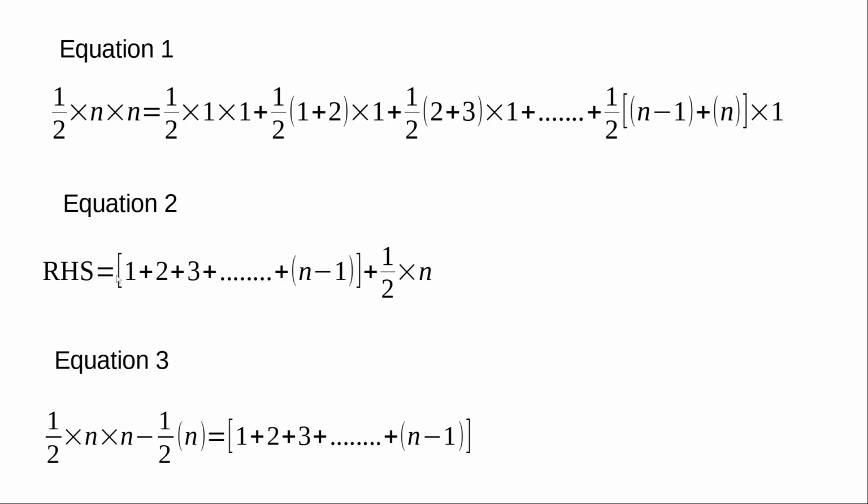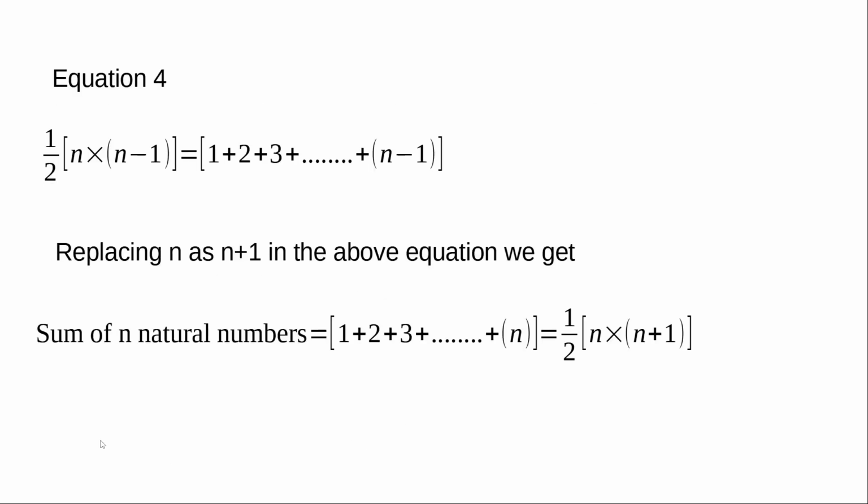Now what we do is we take the left hand side of equation number 1 and the right hand side of equation number 2. Since they are equal, we rewrite it, and we take half of n to the left hand side. So on the left hand side, you have half of n into n minus half of n. If we take half of n common, what we get is n minus 1. So we get half of n into (n minus 1), and there we are. So half of n into (n minus 1) is equal to 1 plus 2 plus 3, and so on and so forth till n minus 1.